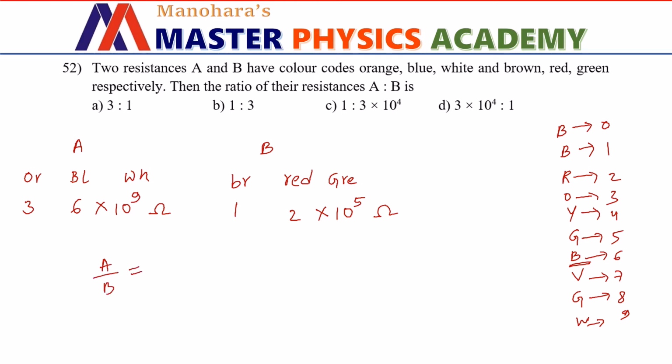A is to B will be equal to 36 by 12 into 10 to the power 9 divided by 10 to the power 5. So it is going to be 3 into 10 to the power 4. 3 into 10 to the power 4 is to 1. That is given in option D.